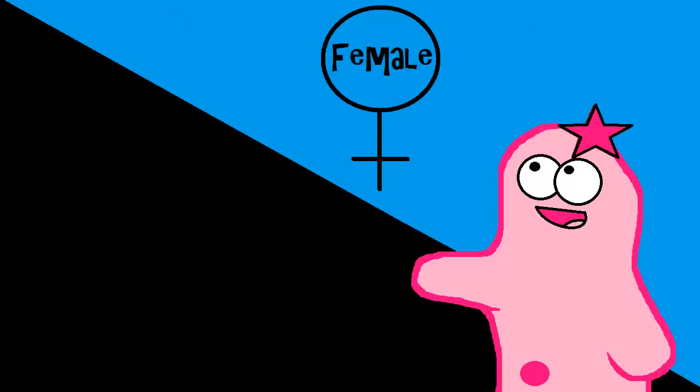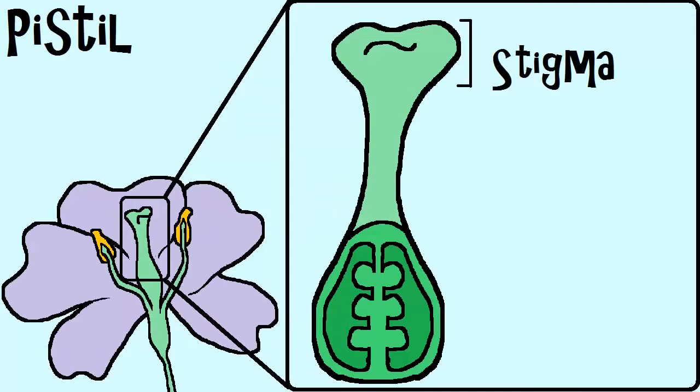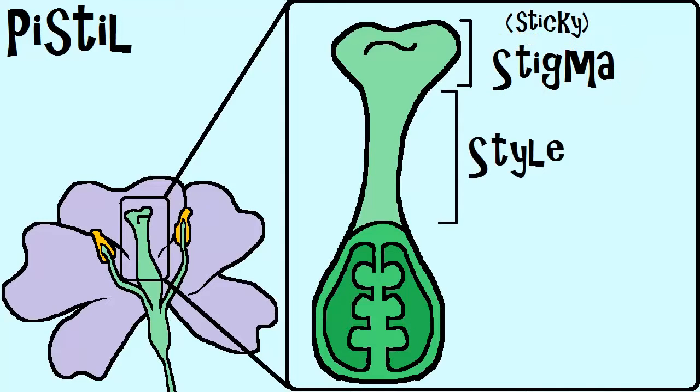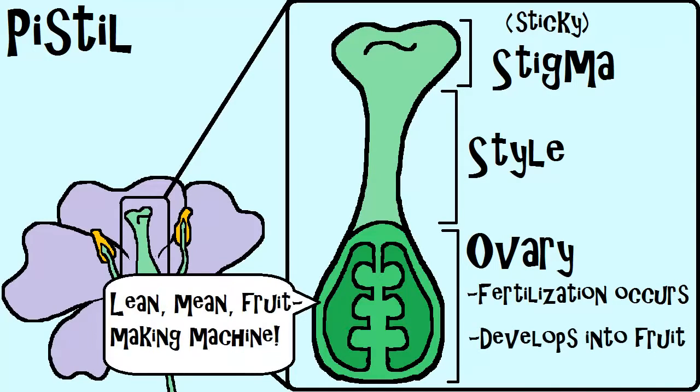Now, onto female parts, the pistil. The pistil is made of three major parts. The stigma, I like to say sticky stigma because pollen is supposed to stick onto this sticky structure. The style, which is the stalk that supports the stigma, and then the ovary at the base of the structure. The ovary is where fertilization will occur inside, and seeds are formed within it. Also, remember the ovary will ripen into a fruit.